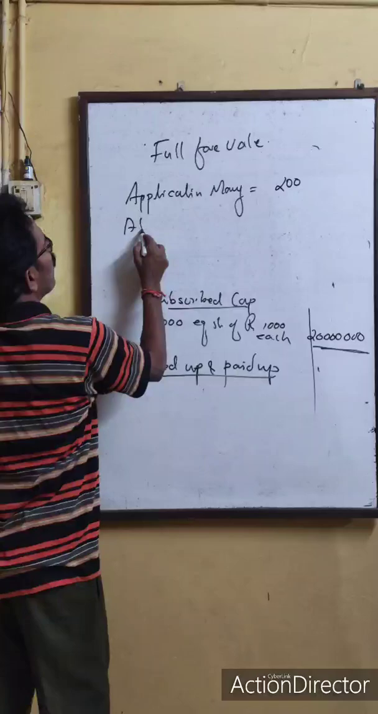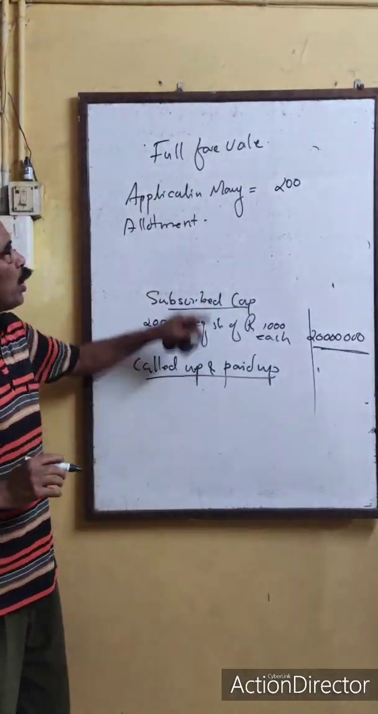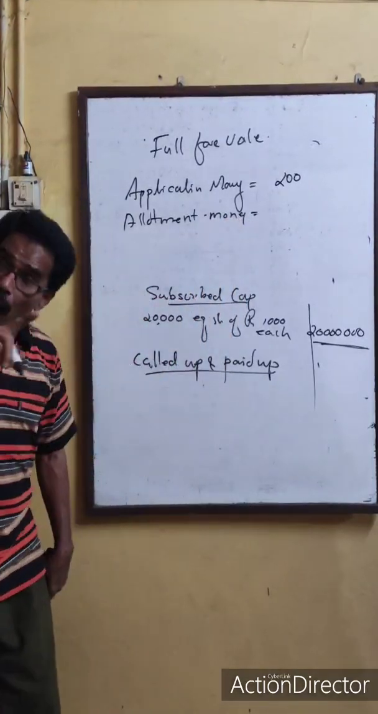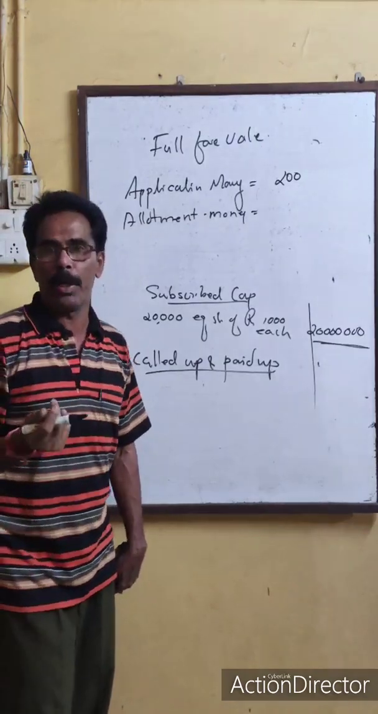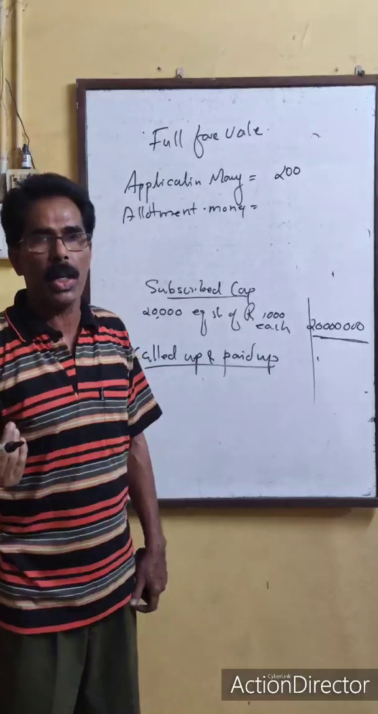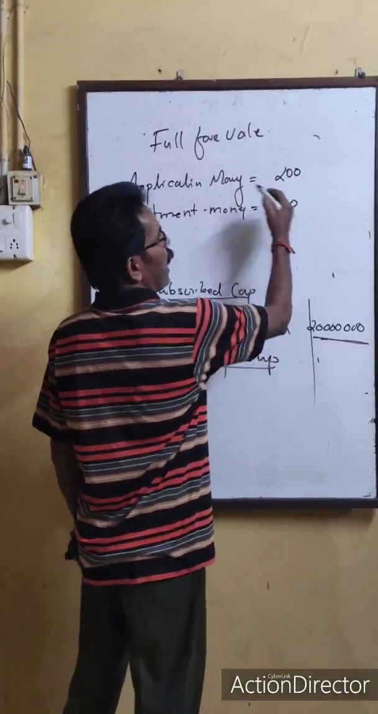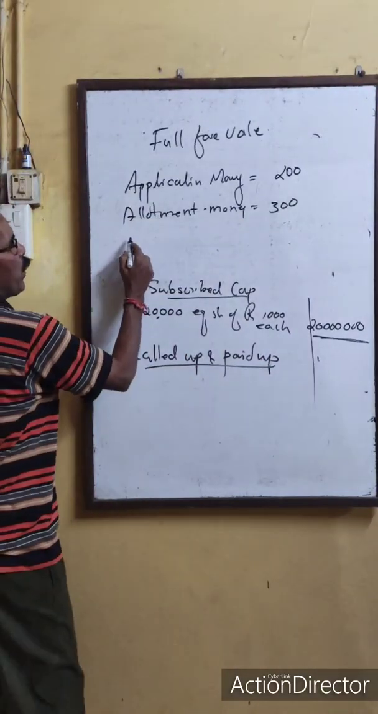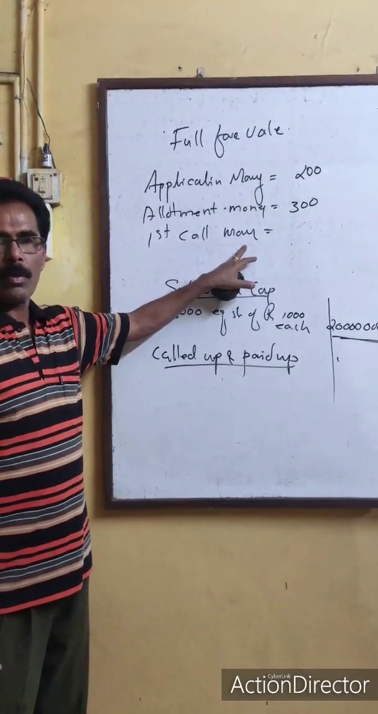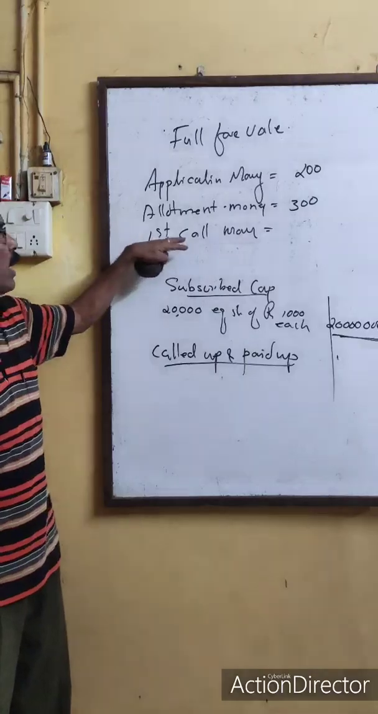Then the next one is allotment. Allotment money means the money when the shares are allotted to the public. It is not necessary that all the shares applied for will be given. That in detail you will understand. Anyhow, at the time of allotment, the second one, suppose it is 300. Then the next one is called first call. First call money. These are installments. They can be called first installment, second installment, and the third one.